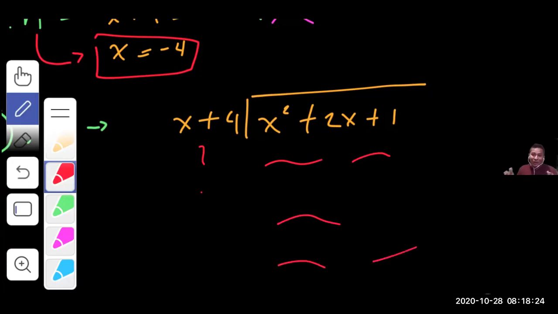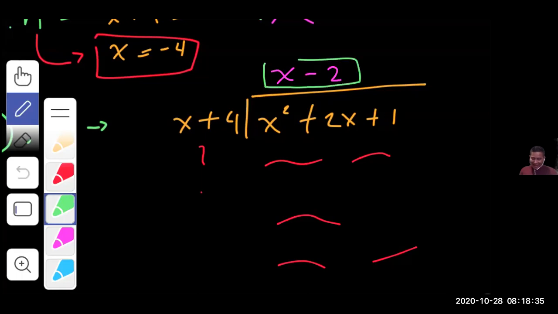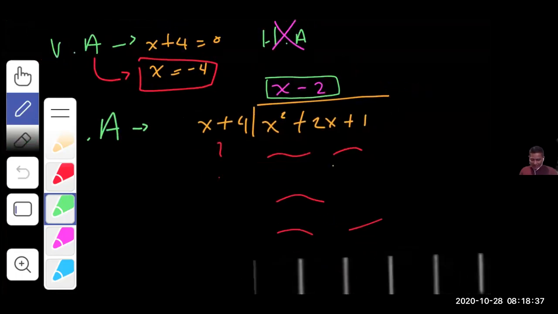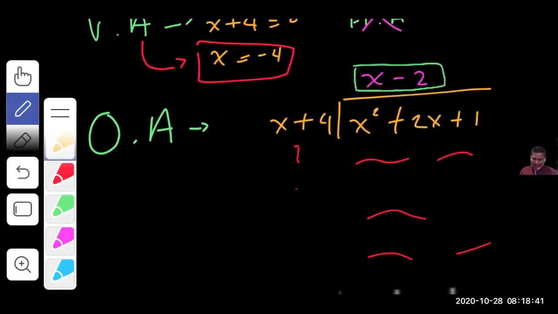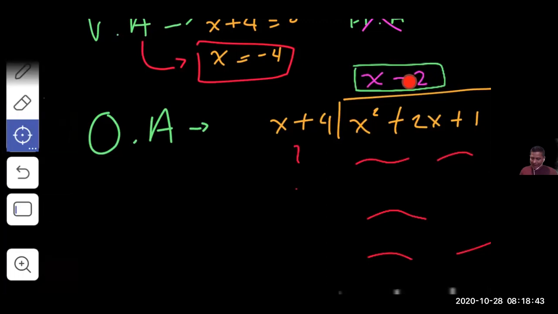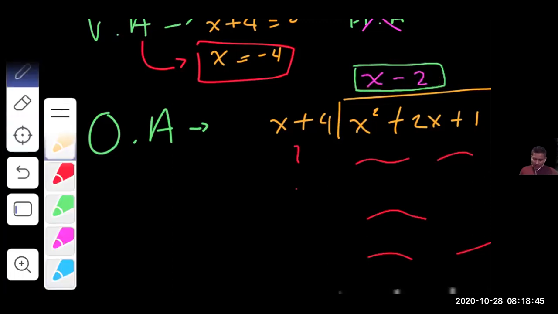I'm not going to do it because of the time. Okay, what is the answer? What is the quotient? X minus 2. Okay, guys, this value is your oblique asymptote. The quotient here, x minus 2, is going to be your oblique asymptote.